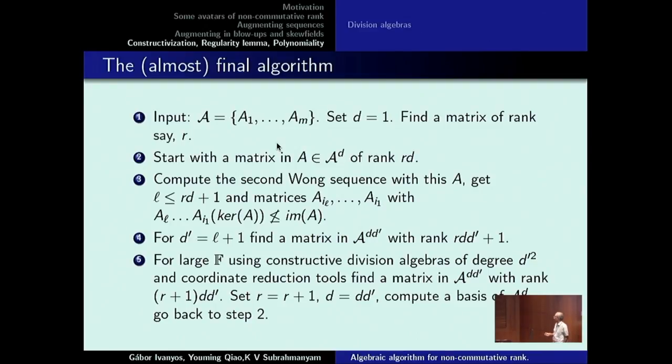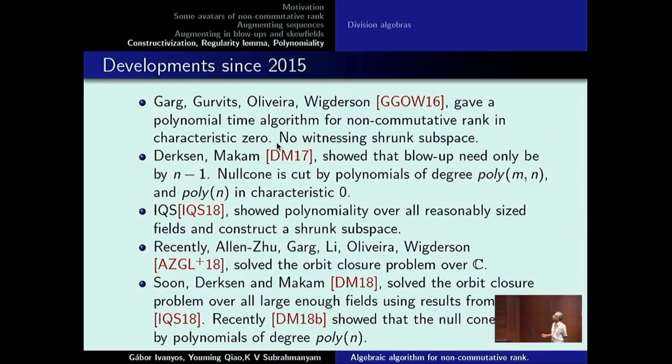In fact, if you look at this algorithm, it gives you an exponential algorithm. This was our original algorithm. But in 2015, soon after we published this, GGOW showed that there is a polynomial time algorithm for non-commutative rank in characteristic zero.